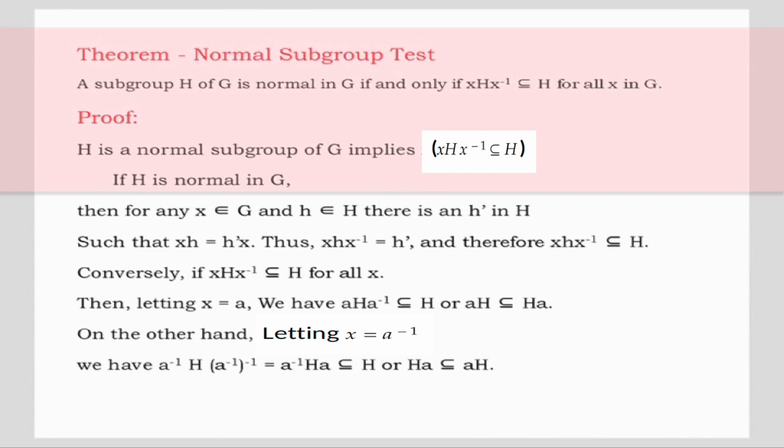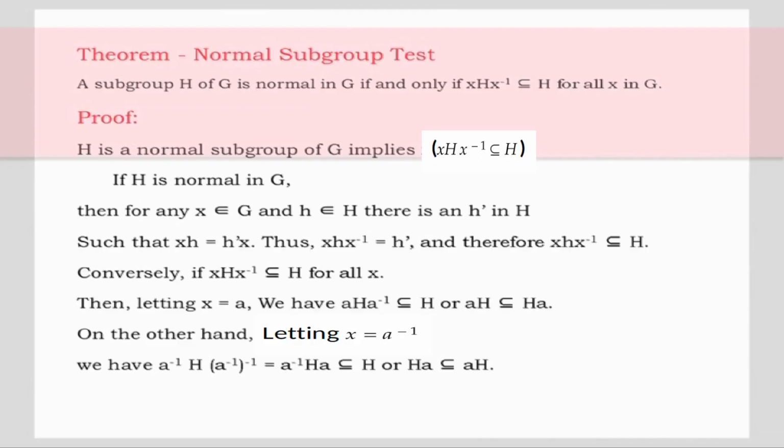If H is normal in G, then for any x belongs to G and h belongs to H, there is an h' in H such that xh is equal to h'x. Thus, xhx^{-1} is equal to h', and therefore xHx^{-1} is a subset of H.